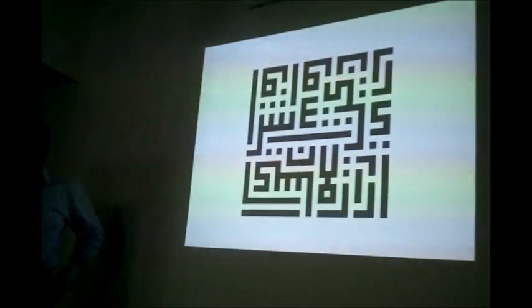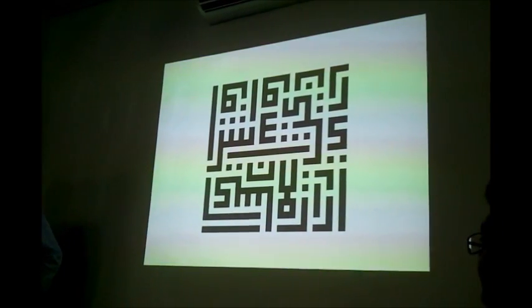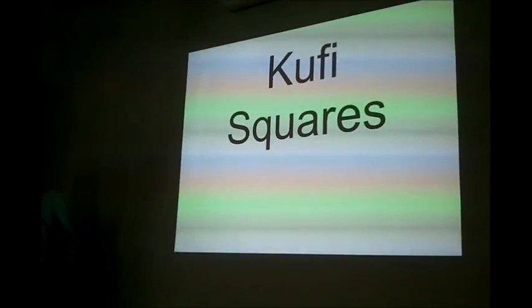What do you see here? Square. Maze. What do you think? Arabic writing. Yeah? Arabic script. I'm going to talk to you about Kufi Squares.